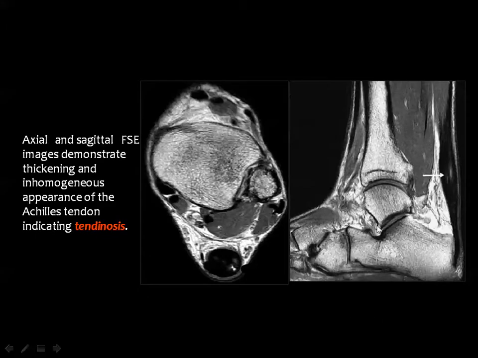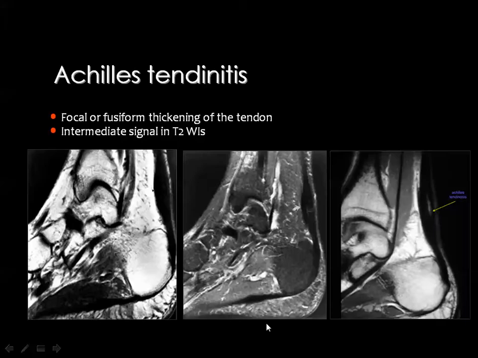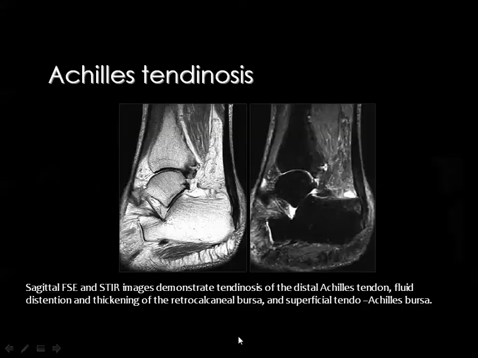Another example of Achilles tendon degeneration, you can see that the tendon is rounded with convex anterior margin, internal intermediate signal within the tendon denoting tendinosis. Another example of Achilles tendinosis or tendinitis or tendon degeneration or tendinopathy, that Achilles tendon is focally swollen with faint intermediate signal within the Achilles tendon itself, denoting degeneration.